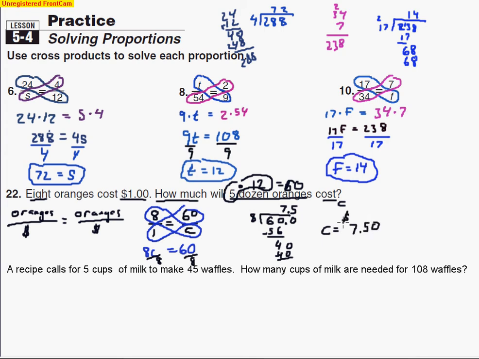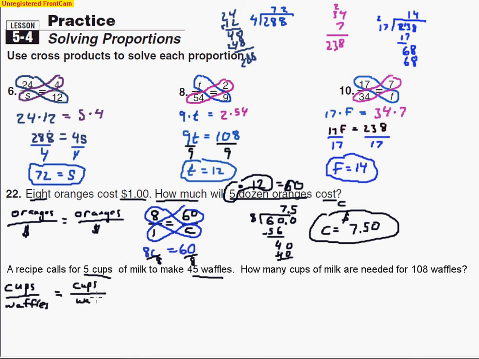Well, one more problem. This is similar to number 23. It talks about a recipe that calls for 5 cups of milk to make 45 waffles. So there's our ratio, 5 cups of milk, 45 waffles. Let's set up our ratio that way, just like oranges per dollar. It's the same sort of thing, just different words. So cups over waffles, that's how we're going to set up our proportion, and it's going to equal cups over waffles.